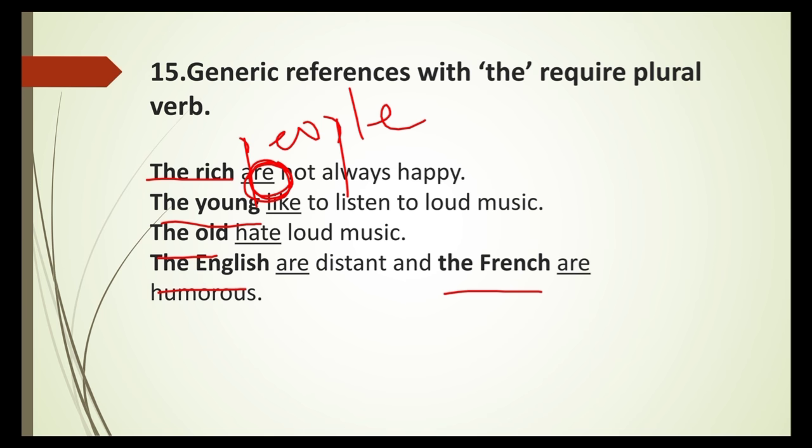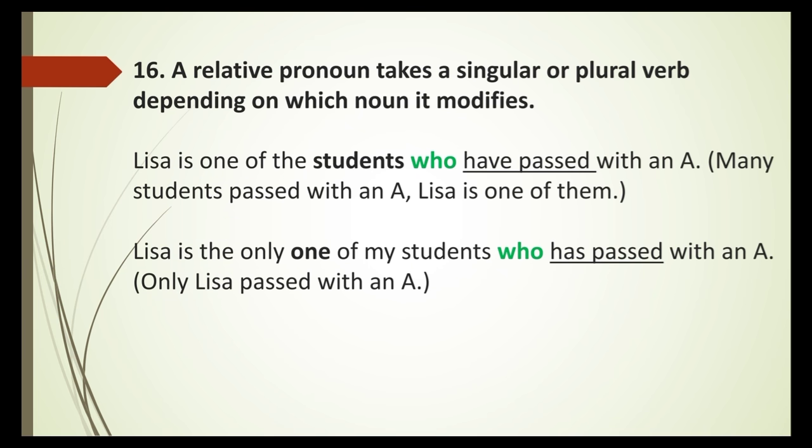They require plural verb. So, last two rules po tayo. Eto madali lang. A relative pronoun takes a singular or plural verb depending on which noun it modifies. So, ano ba yung relative pronoun? Yung relative pronoun, ito yung who, which, okay? So, meron siyang noun na minomodify. So, tingnan natin kung ano muna yung noun na minomodify.